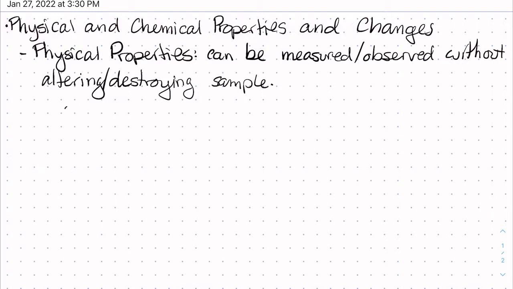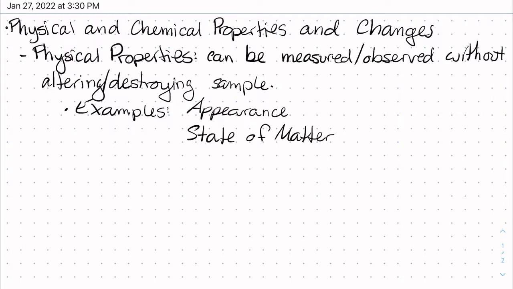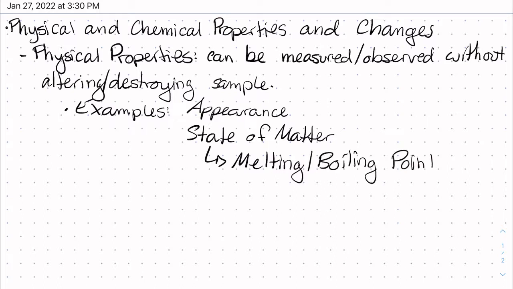So some examples of what we mean by that. The simplest one is probably appearance. What does something look like? What's its color? Is it a solid, liquid, or gas? So I guess state of matter at a particular temperature would be a property as well. Kind of goes hand in hand with what is its melting or boiling point. What is the temperature at which that thing changes state of matter?